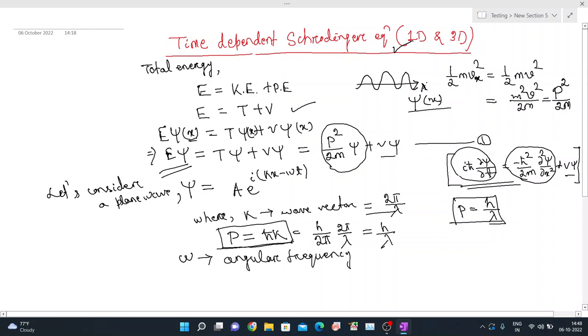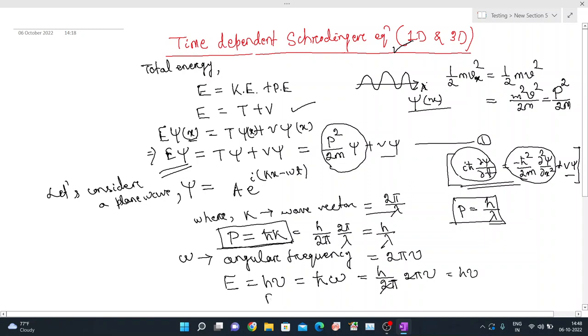Angular frequency is equal to 2 pi nu. You all know that E is equal to h nu. So convert E in terms of h cross and omega. So E is equal to h cross into omega. Here h cross is h by 2 pi and omega is 2 pi into nu. So 2 pi cancels out and we get h nu.